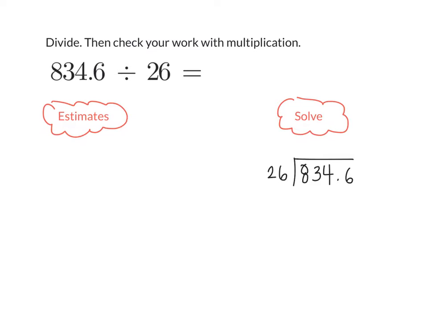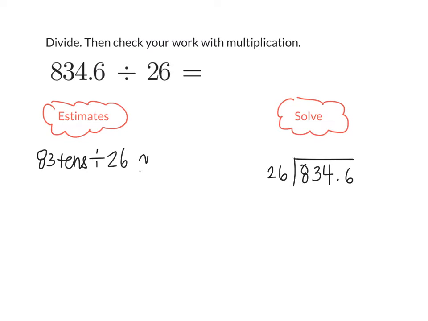Okay, now, we have to figure out what's going to be the first digit that we're working in. Can we work in the hundreds digit? No, because 8 can't go into 26. So we have to regroup that as 83 tens, right? So our first actual division problem, let's write it in the estimates area. It's going to be 83 tens divided by 26.